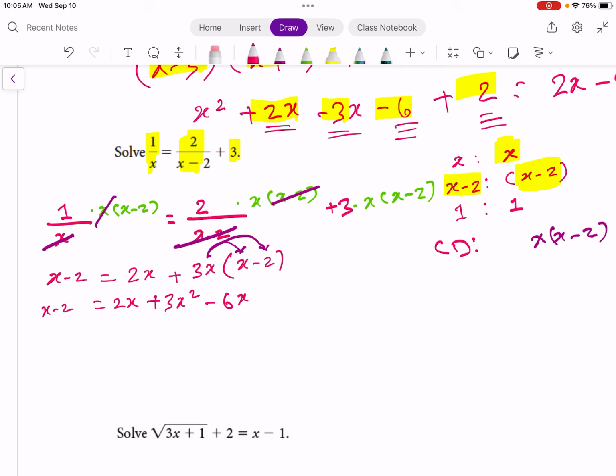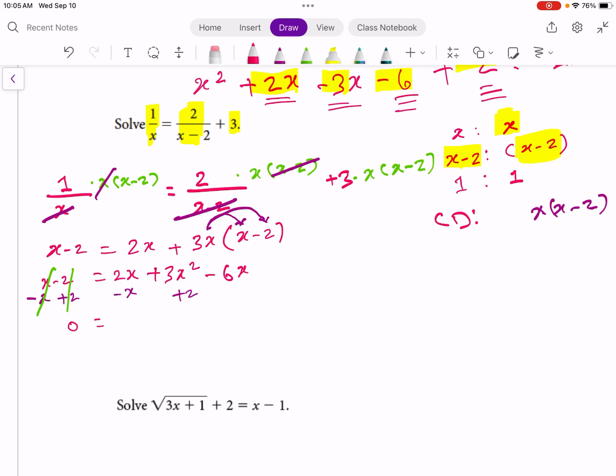Okay, now let's solve this quadratic equation, and to solve it we make a 0 on one side so that we can use the quadratic formula or factorization. So let's make 0 on the left side. For that you subtract x on both sides and you add 2 on both sides. So this is 0, this is 0. So we have 0 on the left side.